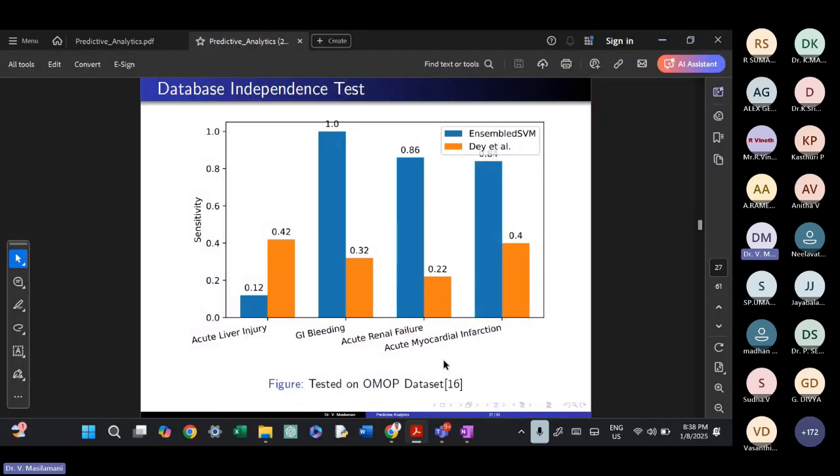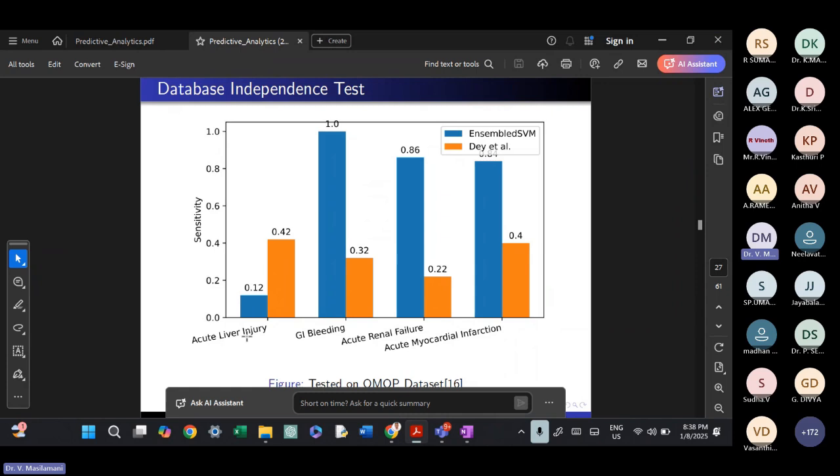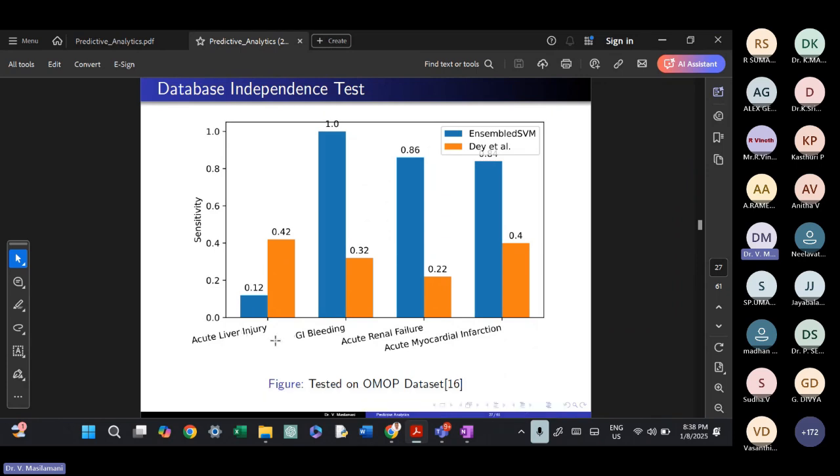What is the problem with that? Because of that, you cannot deploy the model, since the generalization capability is not there. To ensure generalization capability, it is better to test on a completely different dataset. We did this on some new datasets with these ADRs: acute liver injury, GI bleeding, acute renal failure, and so on, and we got the sensitivity like this.